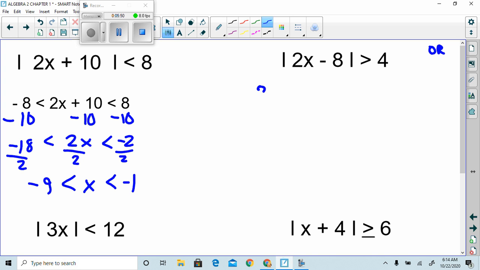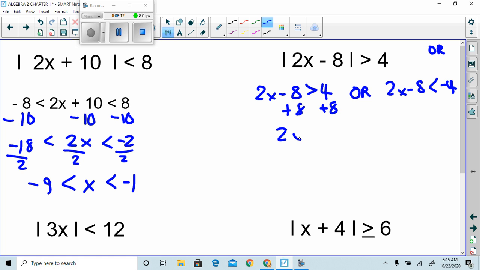So I'm going to do the 2x minus 8 is greater than 4, or 2x minus 8, flip the sign, okay, reverse and change the sign. So now I'll solve twice. It's a two-step. I get 2x is greater than 12, so that x is greater than 6, or let's add 8 to both sides. I get 2x is greater than 4, divide by 2, or x is less than 2.